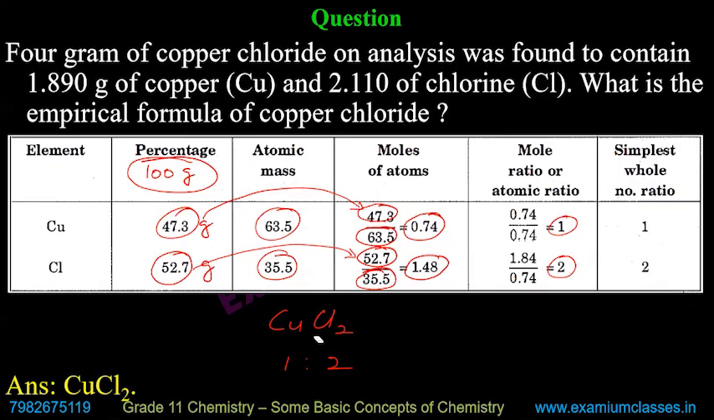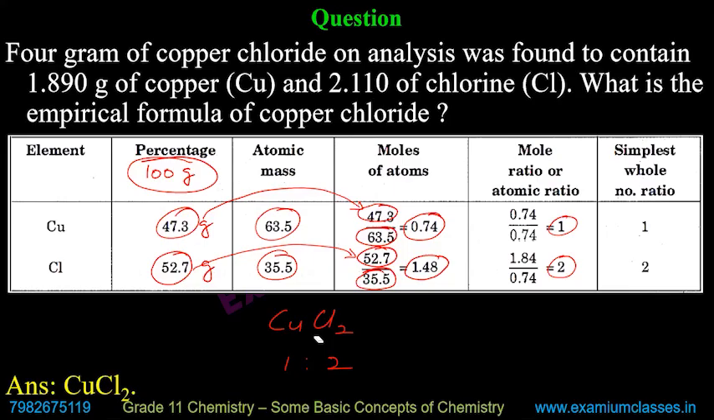Understand the table and how you need to progress. Memorize all the 5 columns. If there is any you need to skip, you can, according to the question, but you need to memorize all 5 columns. After the elements: percentage, atomic mass, moles of atom, molar ratio or atomic ratio, and then simplest ratio. This will be the approach in almost all empirical formula questions.